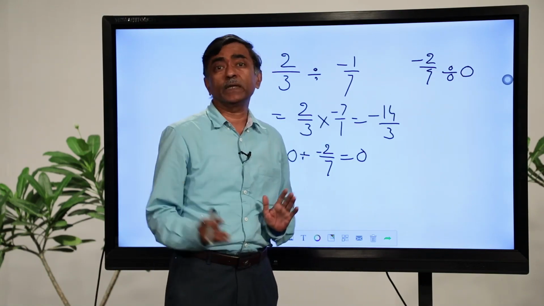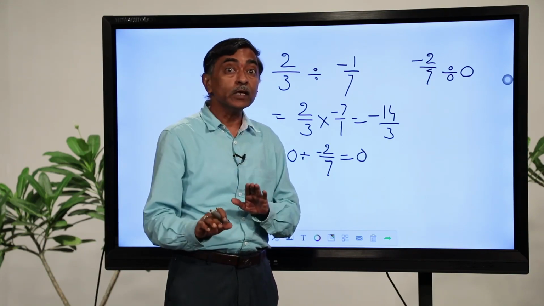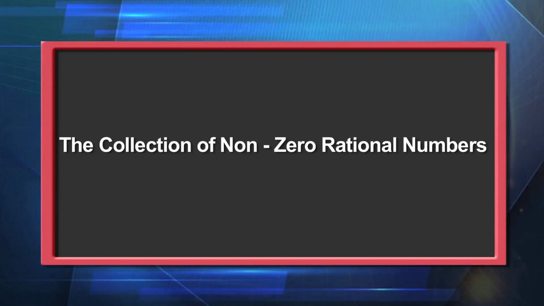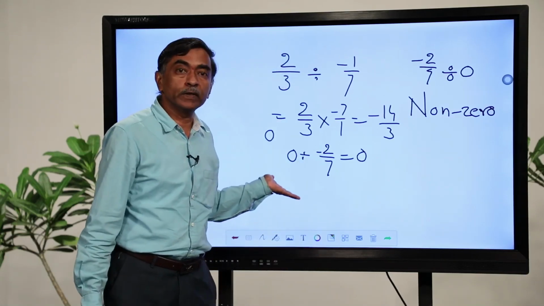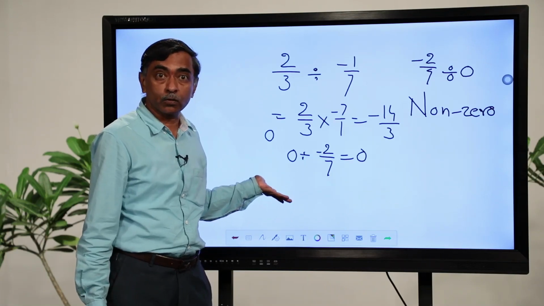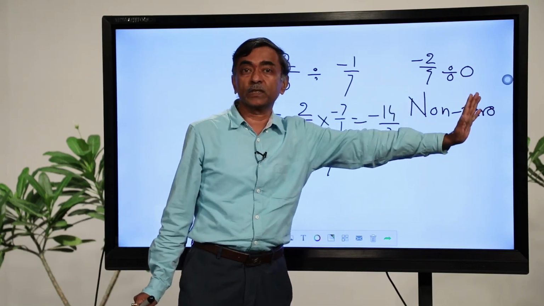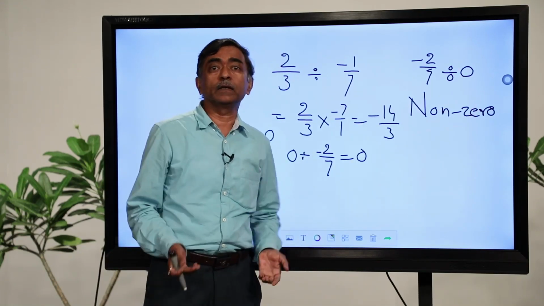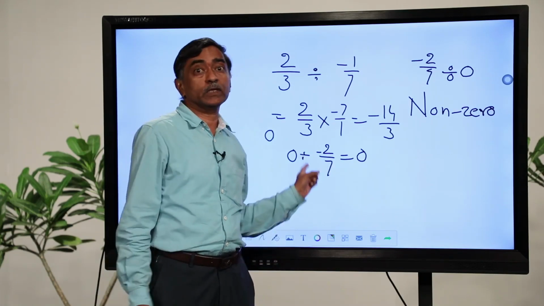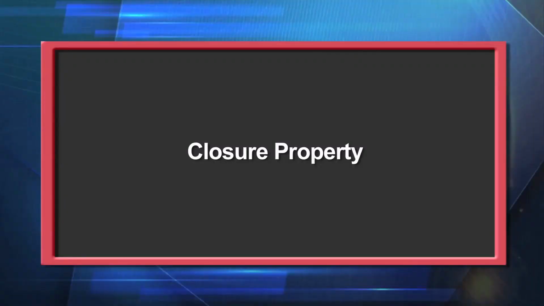You remove this 0 from the collection of rational numbers, you do not take it for a moment, that is, you take the collection of non-zero rational numbers, and you will find that the property of division also holds, the collection is closed excepting this particular number. So, if you keep this number aside and take the remaining numbers from that collection, for them this operation will satisfy the closure property.